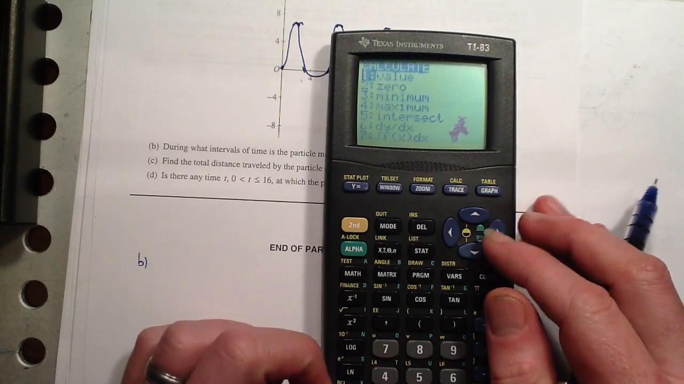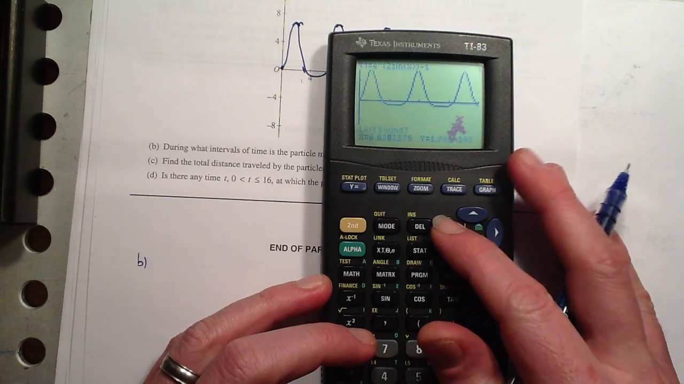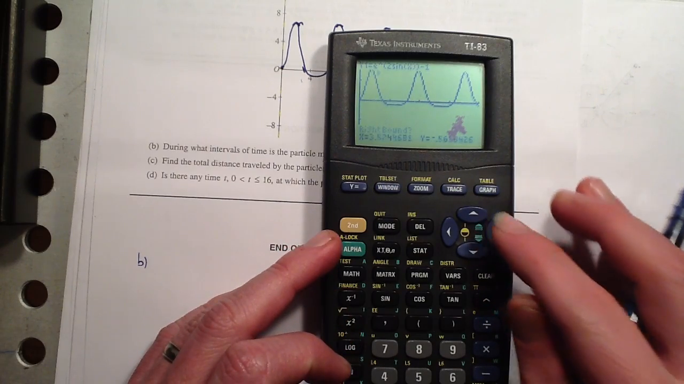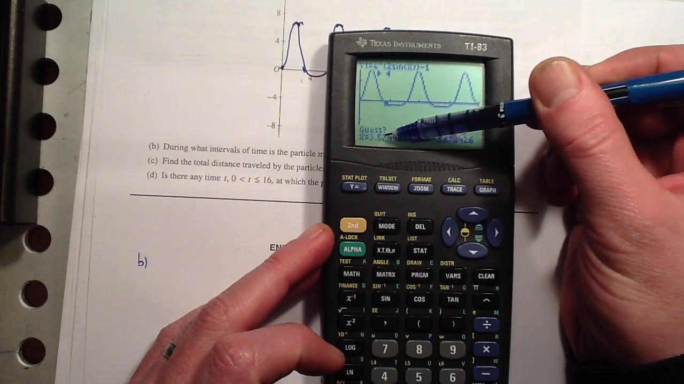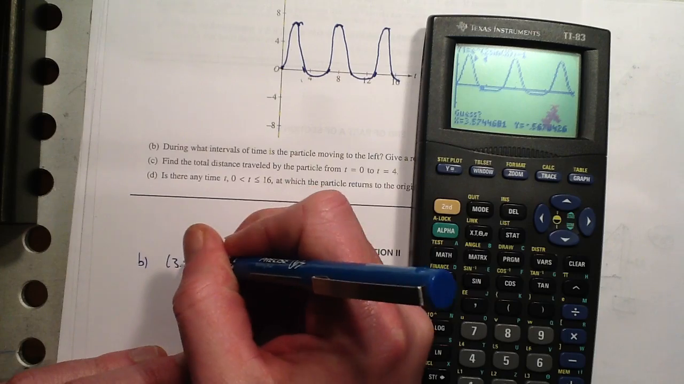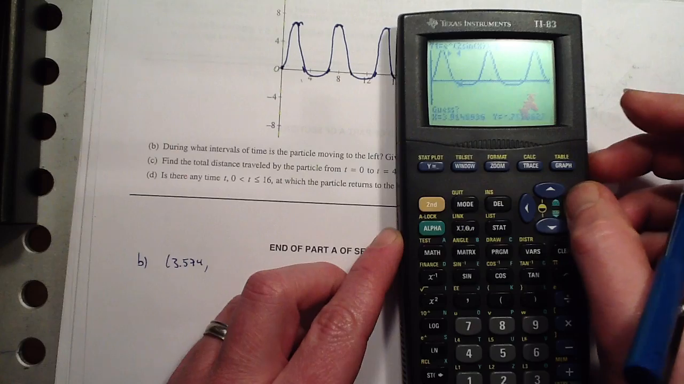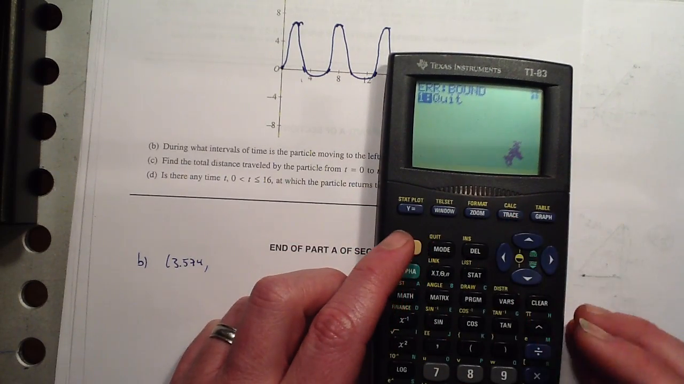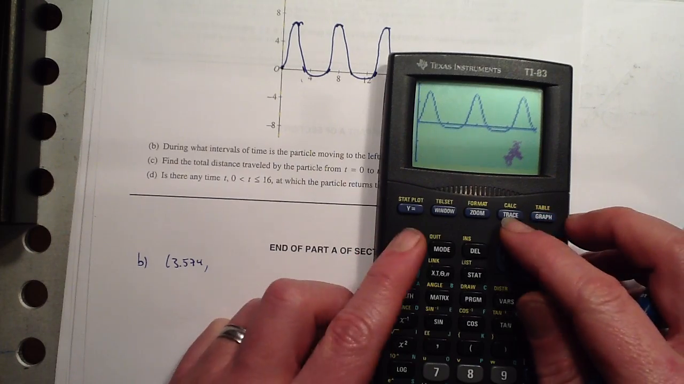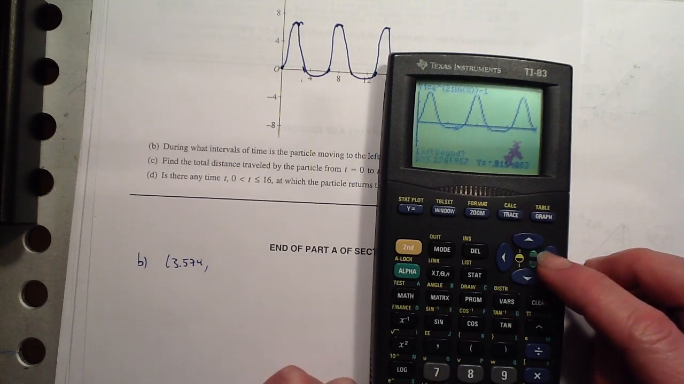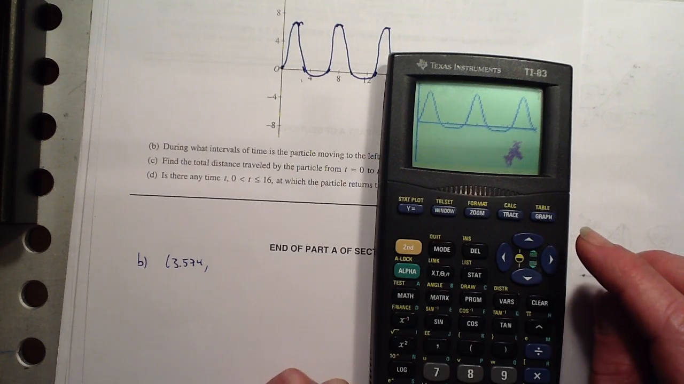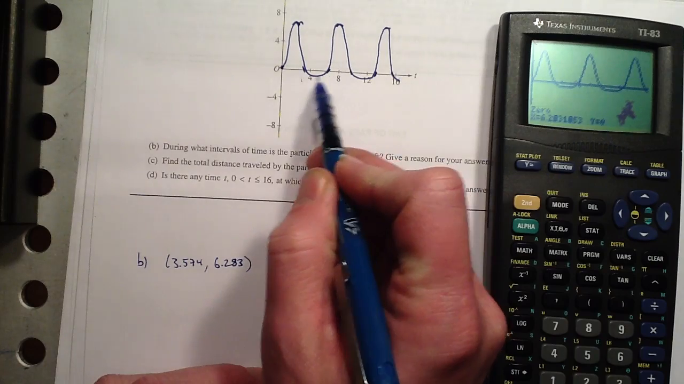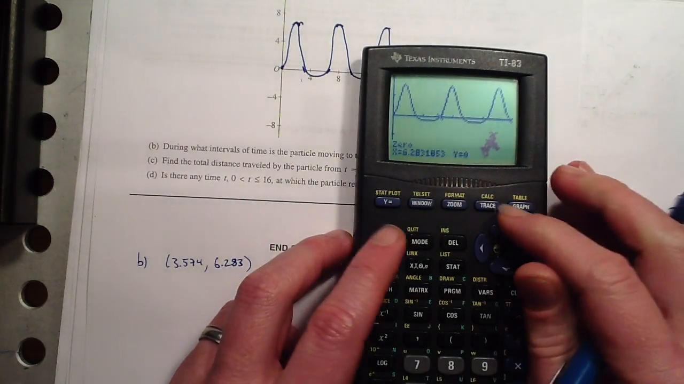Second, calculate, zero. Let's move the cursor around here and see if I can find it. Let's see, the first one happens here at 3.574. Let's go back to the graph. Calculate, I'm looking for another zero now. It's my left bound, right bound, 6.283. So that's this little interval here, and then there's another one here where the velocity is negative.